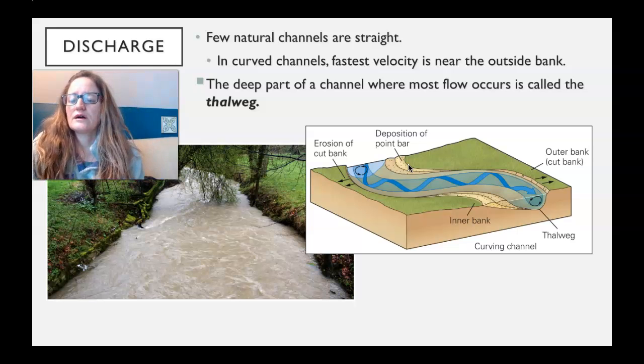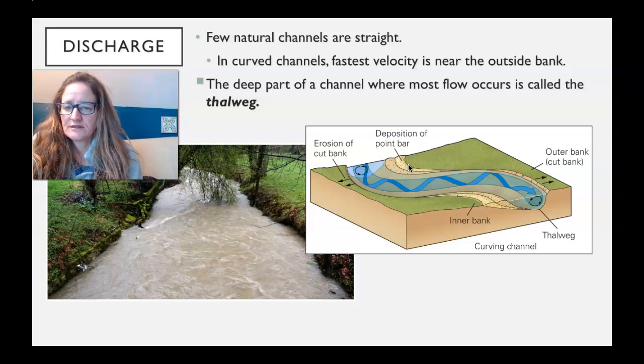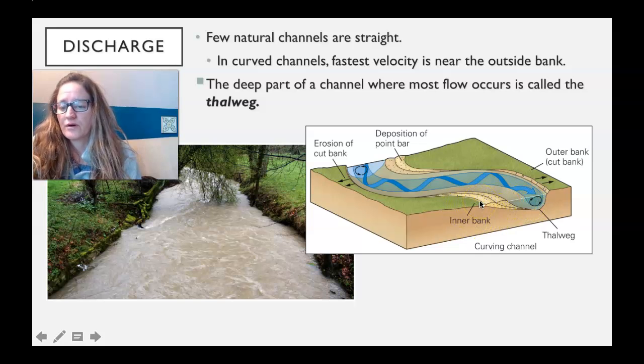If you follow along in a river and find the fastest velocity, where the most flow is occurring, that's going to be called the thalweg. So this diagram is showing where the thalweg is. It bounces from cut bank to cut bank. And then the inner part of the meander is the slow part, or the point bar.